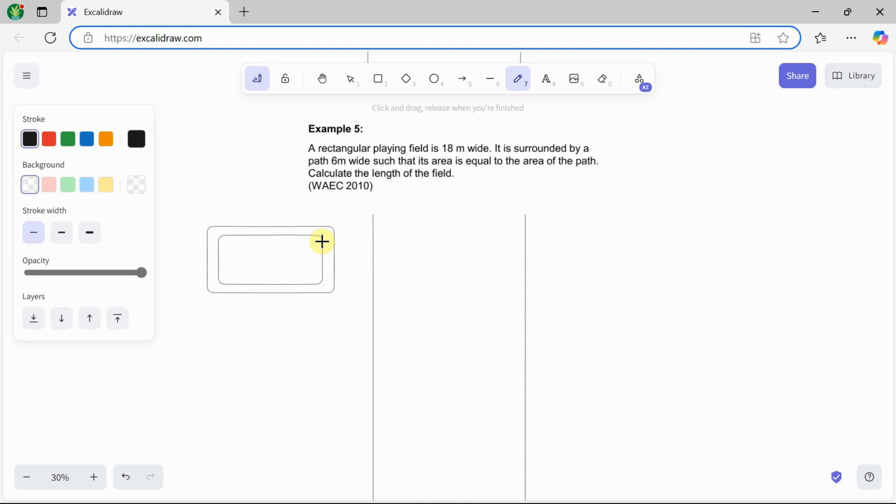Let's assume that this is the playing field. So from here to here is 18 meters, because that is the width. Now it said it is surrounded by a path 6 meters wide. So this is the path, all of this place here, the outer part. So from here to here, it's going to be 6 meters. From here to here, it's going to be 6 meters. Also, this width here is going to be 6 meters. This extra place here is going to be 6 meters. And then from here to here is going to be L, the length of this smaller rectangular playing field.